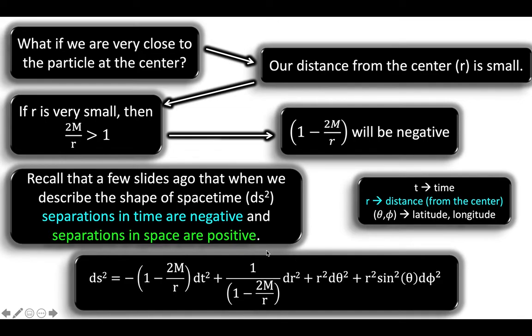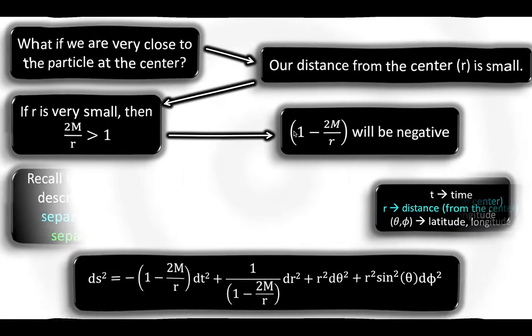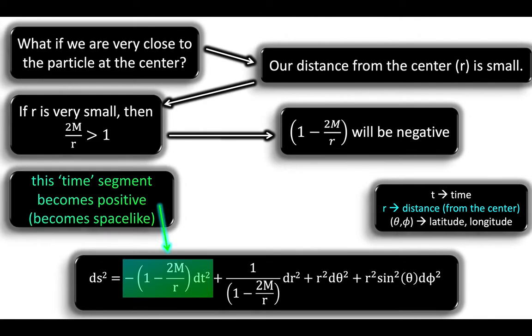Separations in space should be written as positive. So here's a separation in space. Here's a spatial separation. Here's a spatial separation. All of these terms are positive. But when this 1 minus 2m over r term becomes negative, then what happens is this segment, I have a negative times a negative. Negative times negative gives me a positive number. I don't know what that positive number is going to be, but it really doesn't matter. The important thing is this term highlighted here becomes positive.